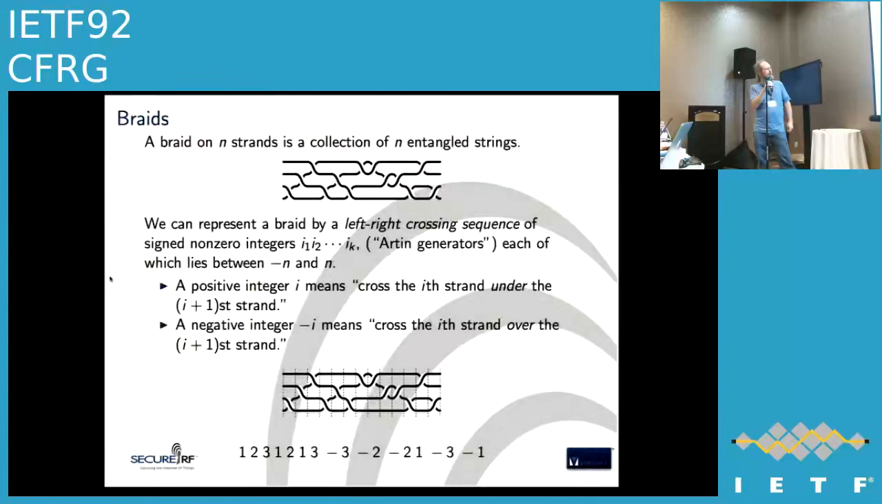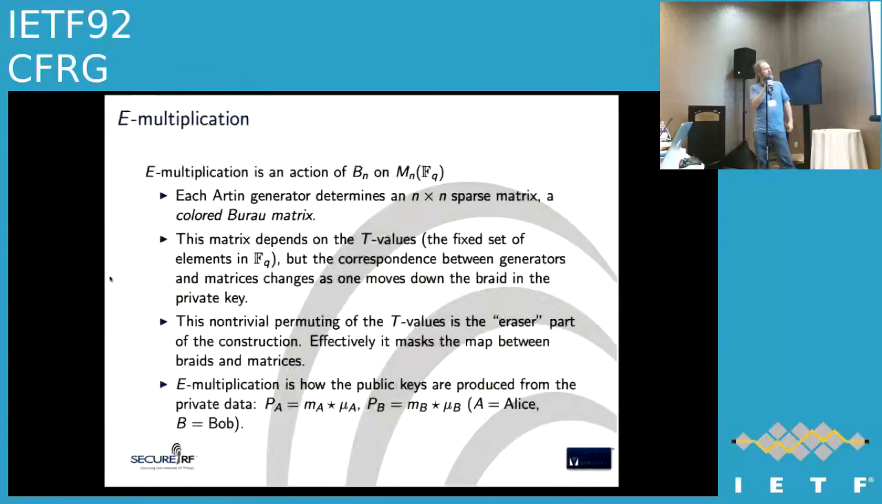Okay? And another essential part of this also is a certain action of the braid group on the matrices. So each simple twist in the braid determines a sparse matrix in M_n, which we call a colored Burau matrix.